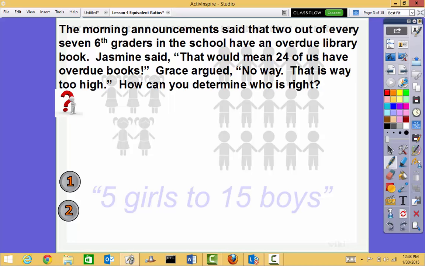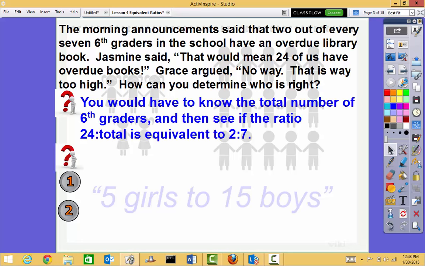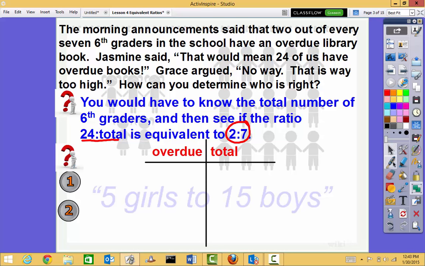Well, first we need to know how many students there are in the whole entire school. So we need to know the total number of 6th graders and then see if the ratio 24 to the total is equivalent or equal to a ratio of 2 to 7. So we're going to make a T-chart, overdue and total. And what goes in my overdue?